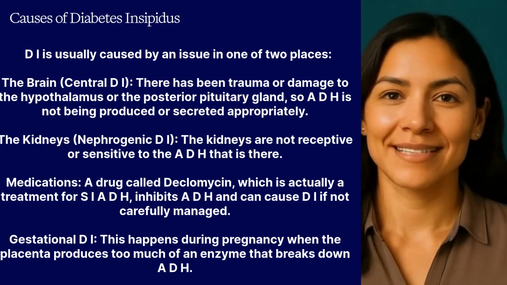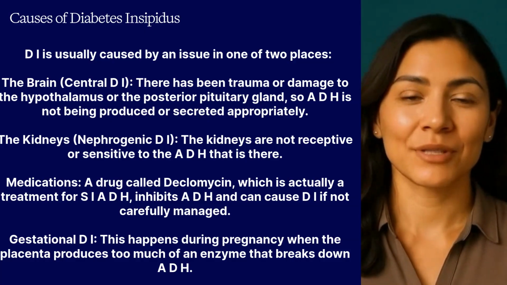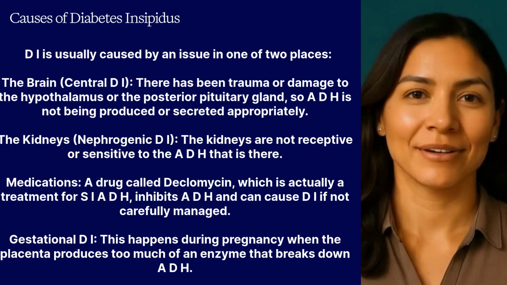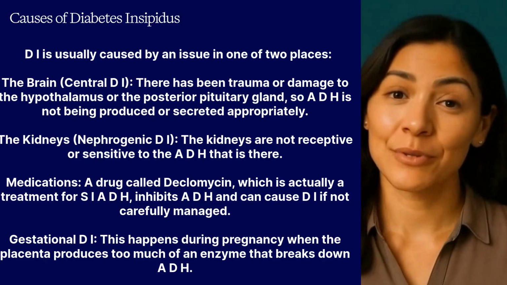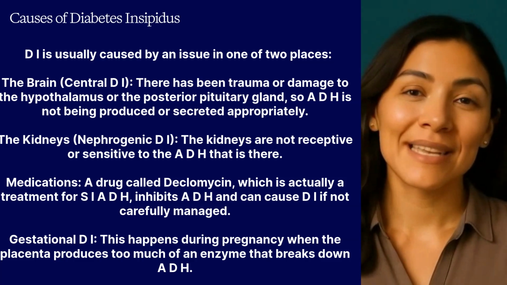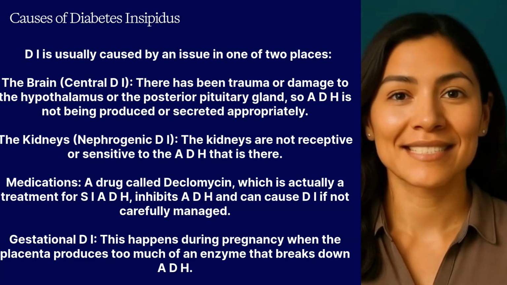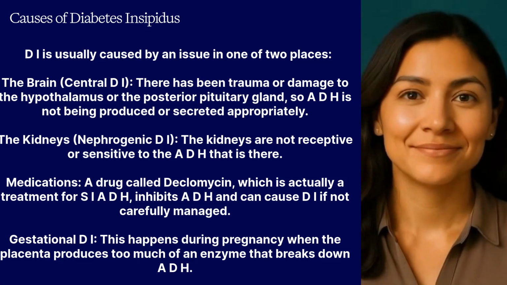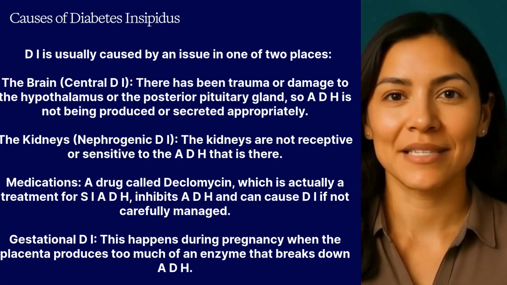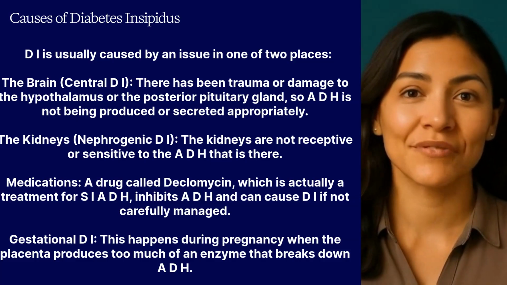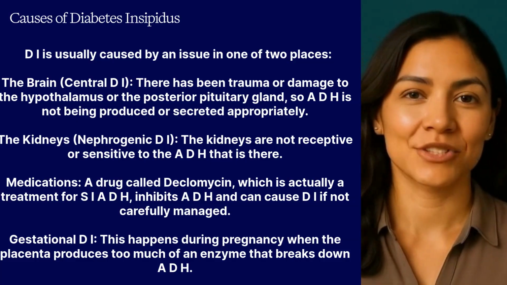Nephrogenic DI: the kidneys are not receptive or sensitive to the ADH that is there. Medications: a drug called demeclocycline, which is actually a treatment for SIADH, inhibits ADH and can cause diabetes insipidus if not carefully managed. Gestational diabetes insipidus happens during pregnancy when the placenta produces too much of an enzyme that breaks down ADH.